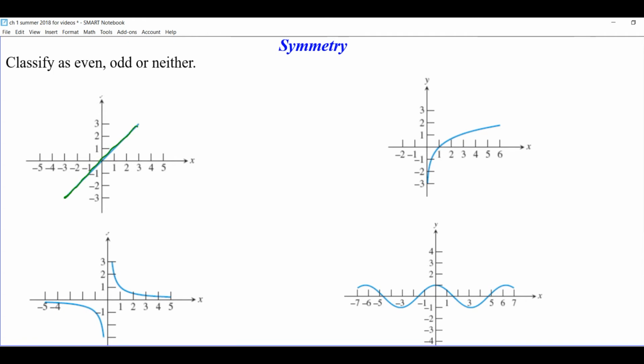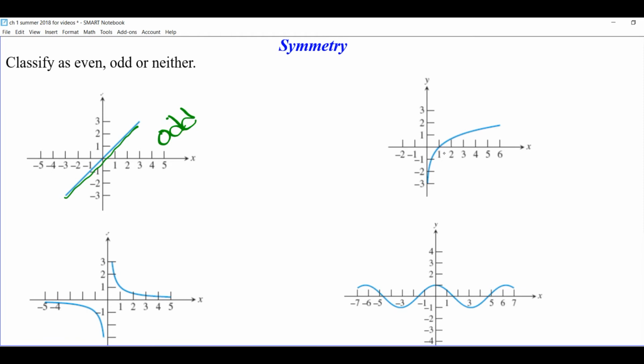Remember, if I trace this graph, in this specific case, if we rotate this one 180 degrees, we get the same graph. So this graph, we are going to say is an odd graph. So this is an odd function because it is rotationally symmetric about the origin 180 degrees.